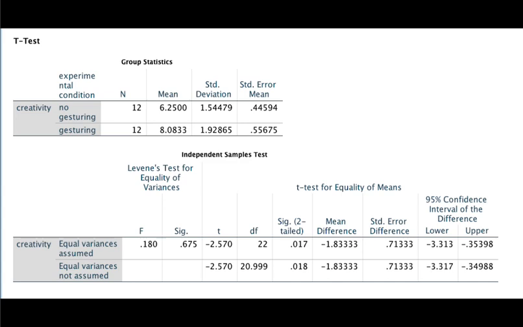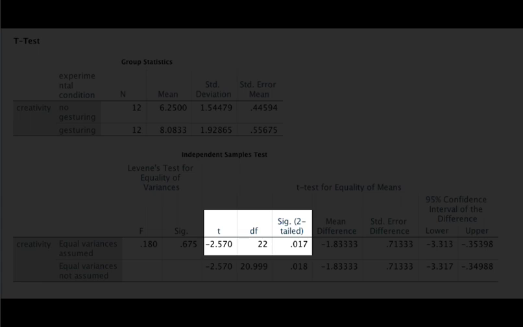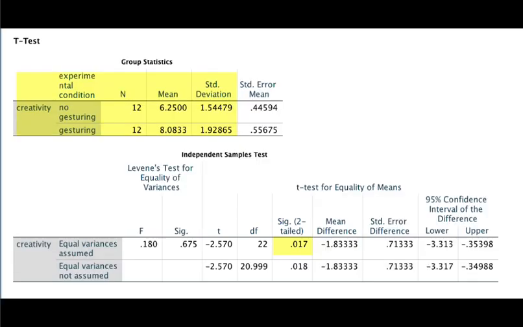Here we see that our t-value is negative 2.57, degrees of freedom 22, and our p-value is 0.017 or 0.02 rounded. Is that a statistically significant difference? If you said yes, you are correct. This tells us that there is a statistically significant difference between our no gesturing and our gesturing groups.